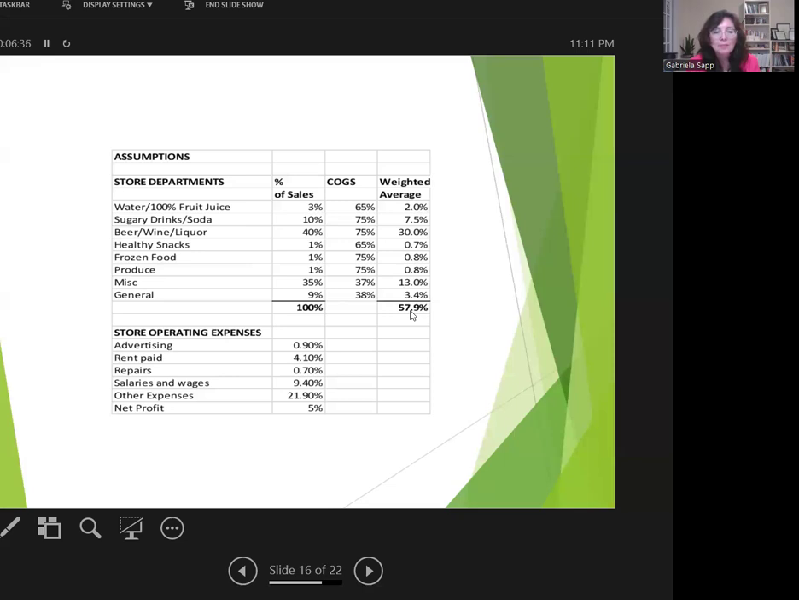Then look at your financial reports and you will see your operating expenses. We're assuming here that advertising expenses are 0.9% of your total sales, rent 4%, repairs 0.70%, salaries and wages 9.4%, other expenses 21.9%, and net profit 5%. So if you add all these operating expenses, you have about 37% of operating expenses over sales.